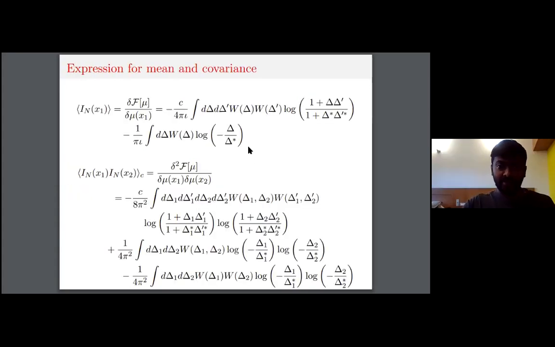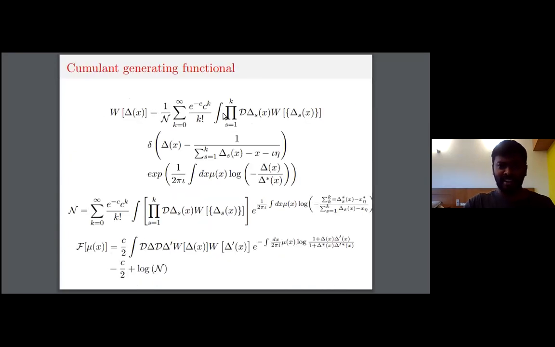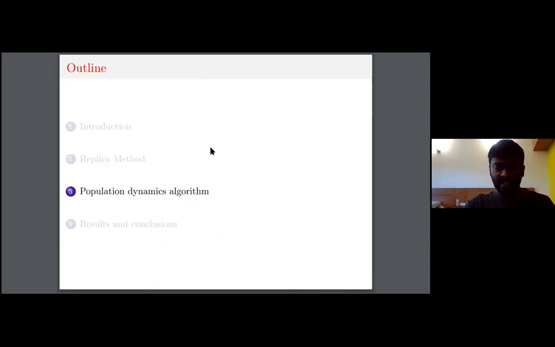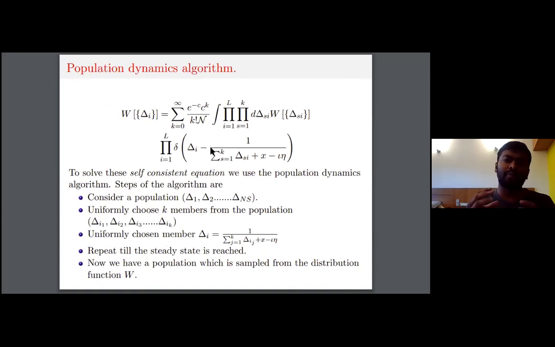As we can see here, to compute these things, we need W. This W is actually the marginal distribution. To get this W is a non-trivial job, because how do you solve this kind of equation? So we use something called the population dynamics algorithm. The basic idea is to think of a transcendental equation. How do you solve a transcendental equation? It's like solving for a fixed point. But here the fixed point, instead of being a point, is a function. And to solve that, we use the population dynamics algorithm.